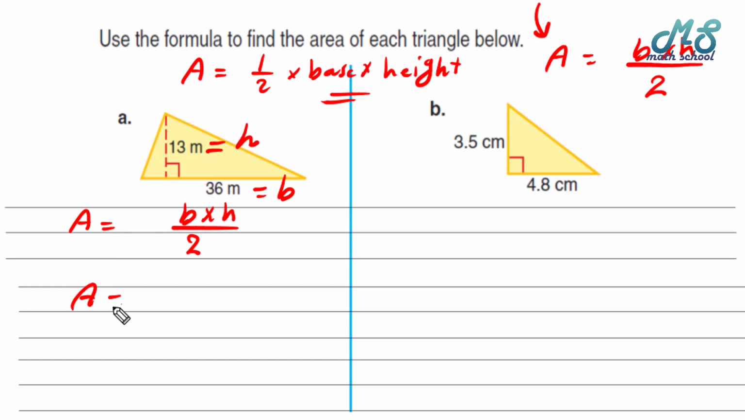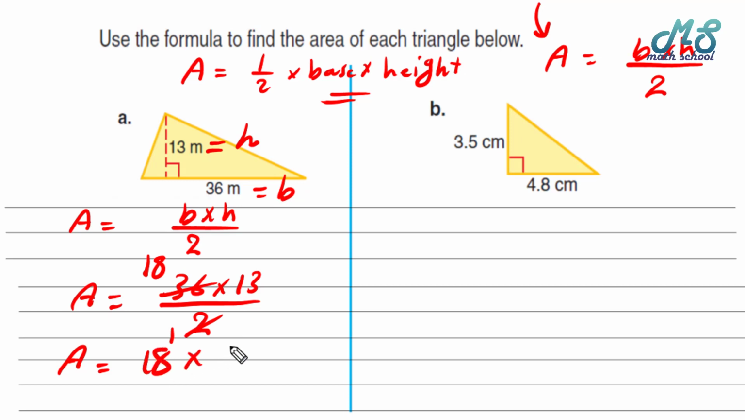So the area is equal to 36 times 13, then divide by 2. 36 is divisible by 2, equals 18. Now we get the area in the simplest form is equal to 18 times 13. It's easy to multiply. 18 times 13 equals 234 square meters in the simplest form.